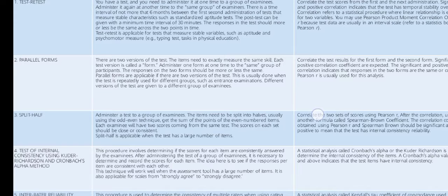The post-test can be given with a minimum time interval of 30 minutes. The responses in the test should more or less be the same across the 2 points in time. Test-retest is applicable for tests that measure stable variables, such as aptitude and psychomotor measures. Include here the typing test and tasks in physical education.